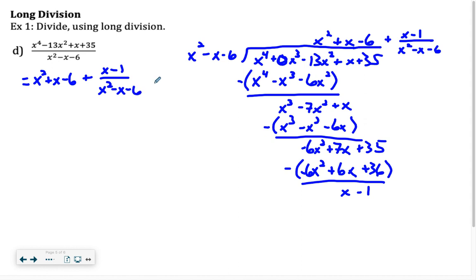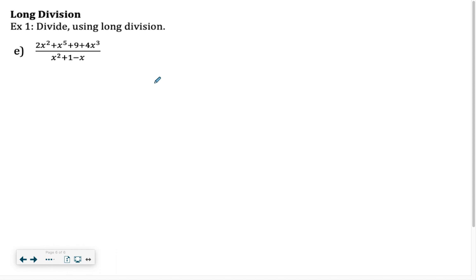One last example. Right? And in this one, there are a couple of things that we have to make sure that we're doing correctly. So when I write out my divisor and my dividend, I need to make sure that they are in order of descending power. So my denominator here, my divisor, I would need to rewrite this as x squared minus x plus 1, so that it's in order of descending power.